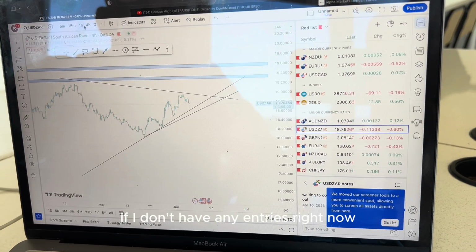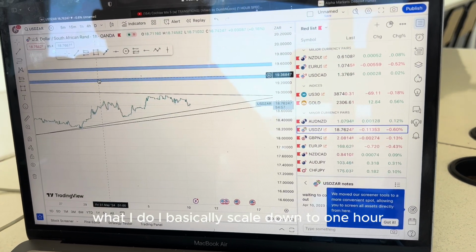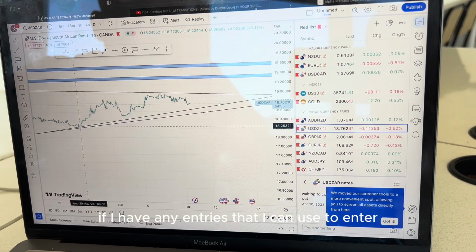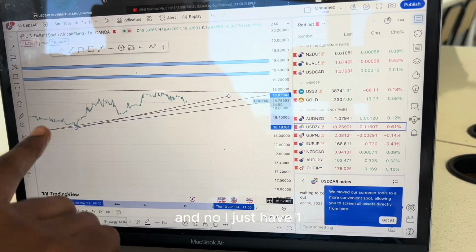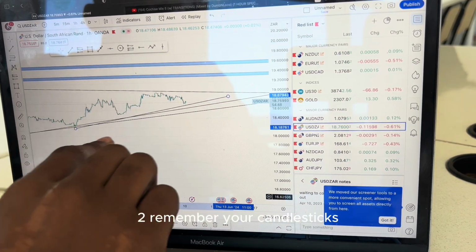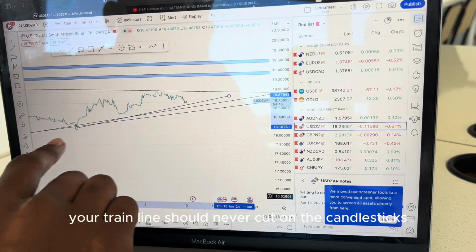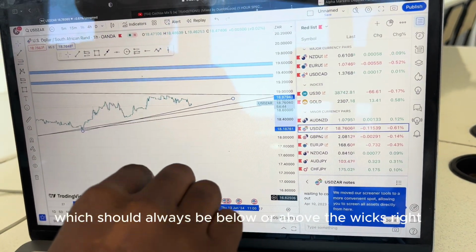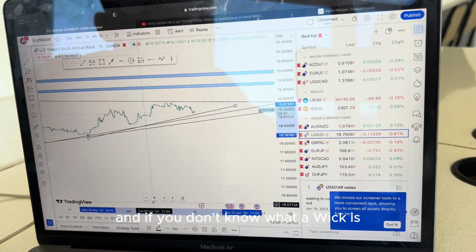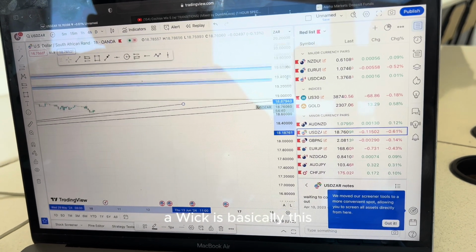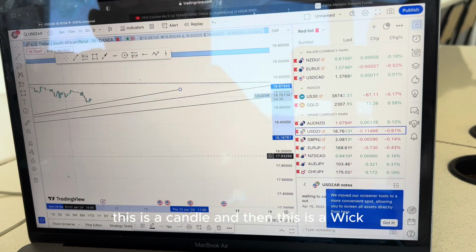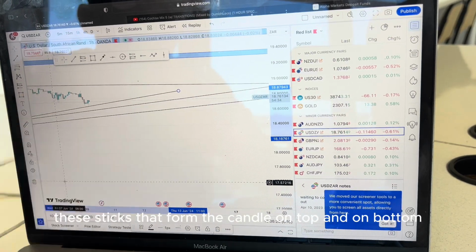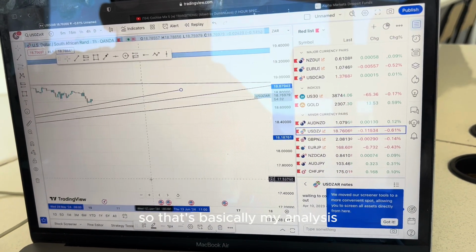If I don't have any entries right now, what do I do? I basically scale down to 1 hour, check again if I have any entries that I can use to enter, and no, I just have 1, 2. Remember, your trend line should never cut through the candlesticks. It should always be below or above the wicks, right? And if you don't know what a wick is, it's basically this part right here of a candle. This is a candle, and then this is a wick, these sticks that form the candle on top and on bottom. So that's basically my analysis.